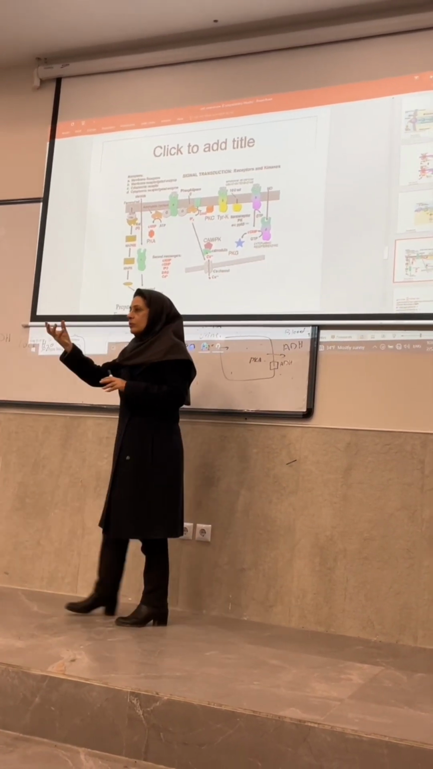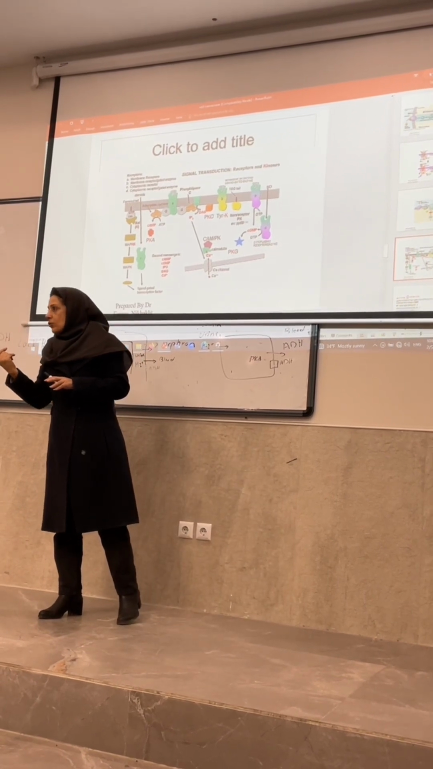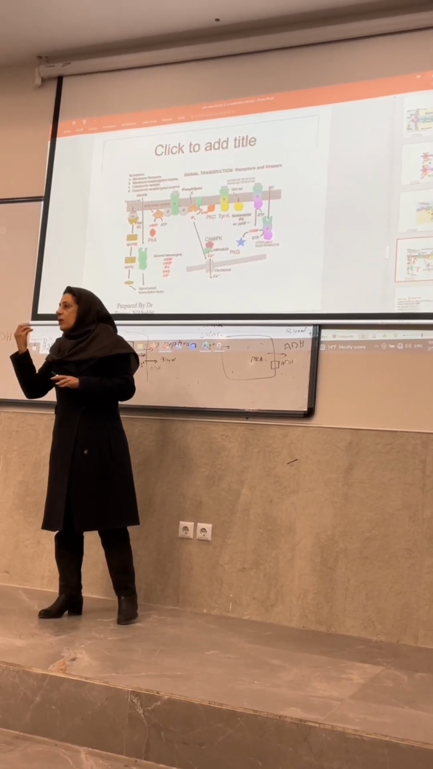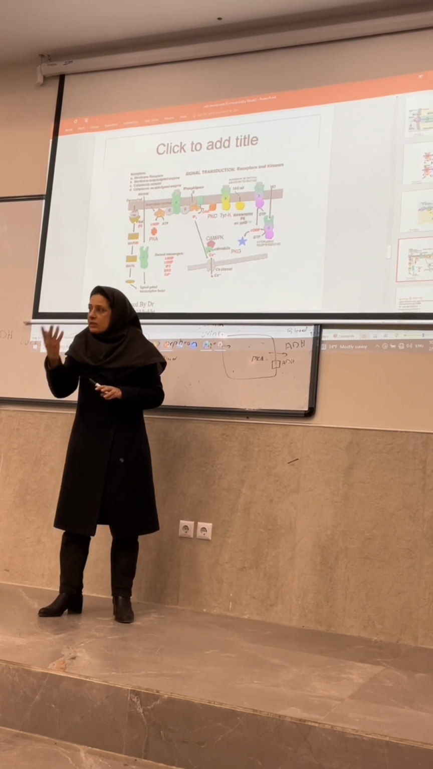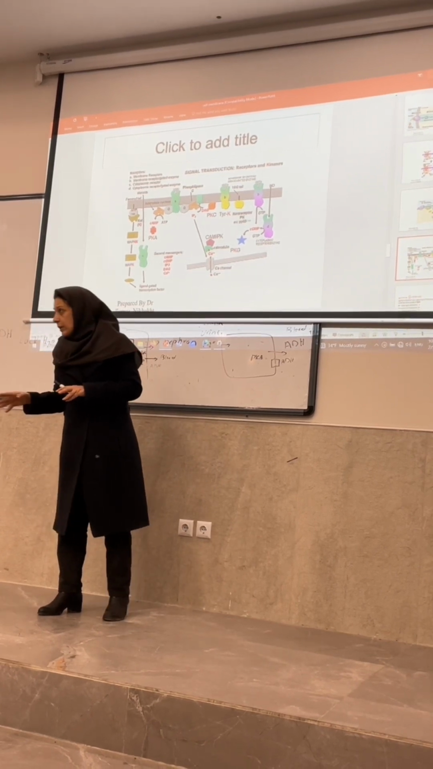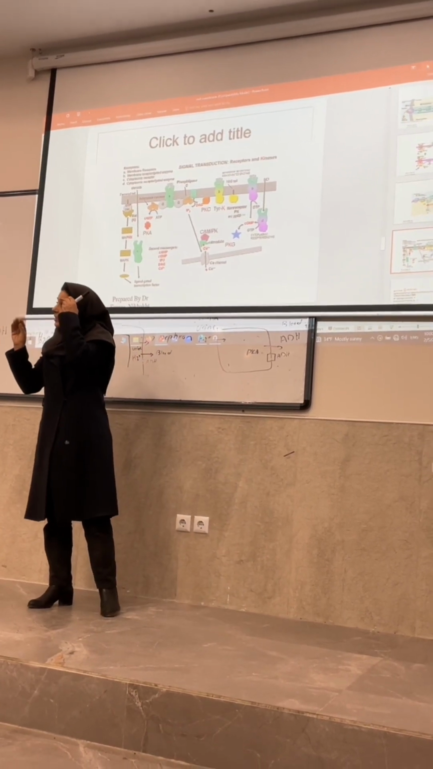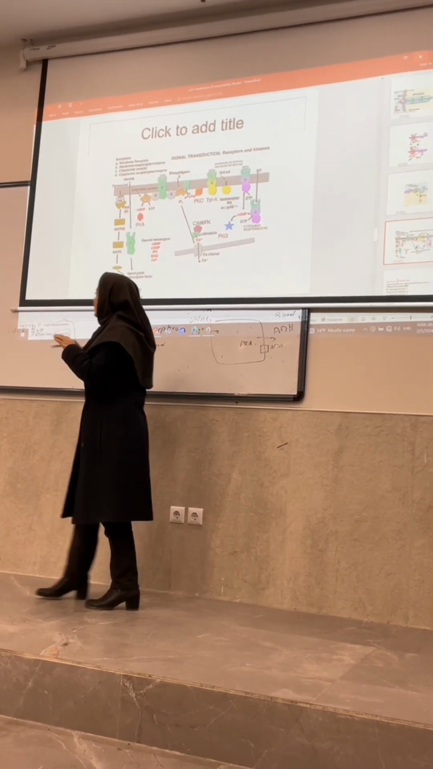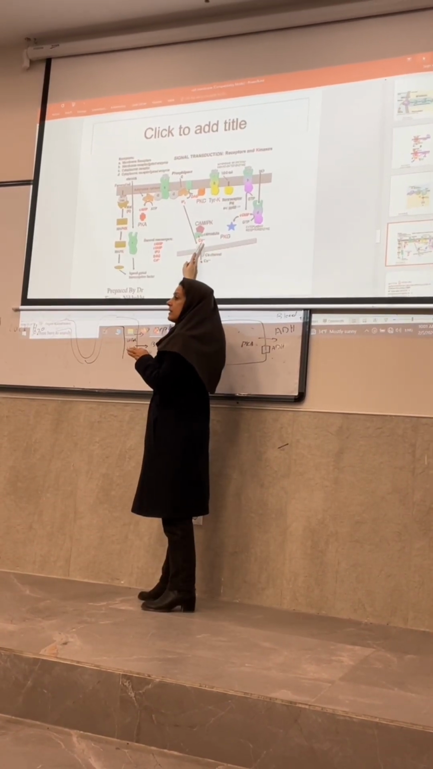Why? Because the uterus needs calcium for contraction. The smooth muscles, the muscles for contraction, they need calcium. So any hormone that causes the contraction of muscles uses this cell signal and increases calcium.